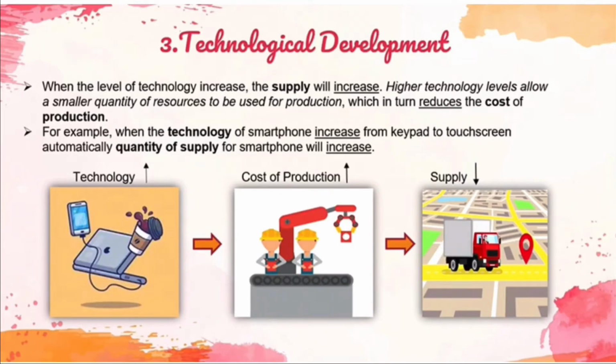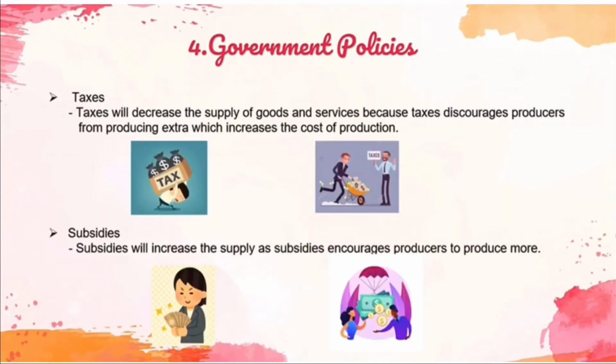Automatically the cost of production has been reduced, so suppliers tend to supply more smartphones as they want to gain more profit. The fourth one is government policies. Government policies are divided into two, which are taxes and subsidies.